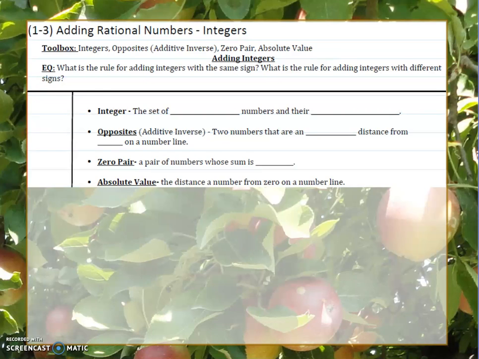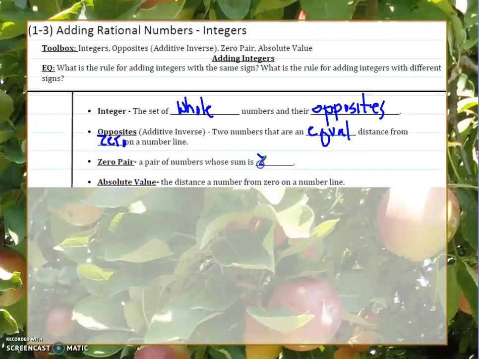Adding rational numbers, integers. Integer is the set of whole numbers and their opposites. Opposites, or additive inverse, is two numbers that are an equal distance from 0 on a number line. Zero pair, a pair of numbers whose sum is 0.